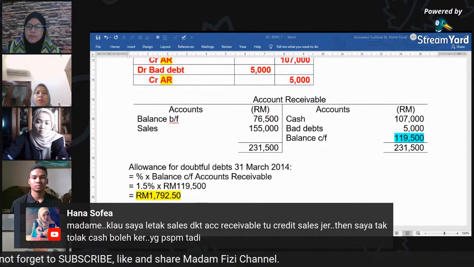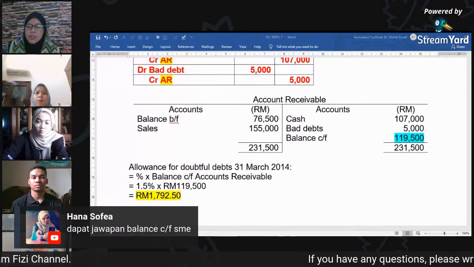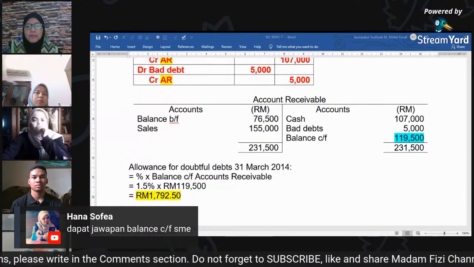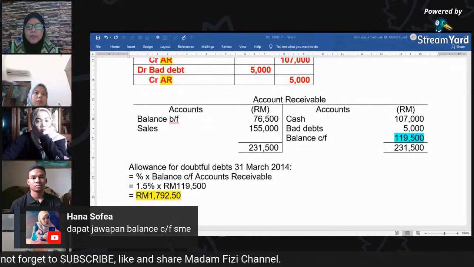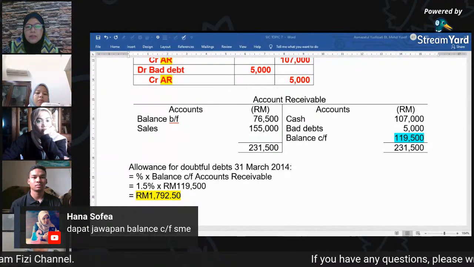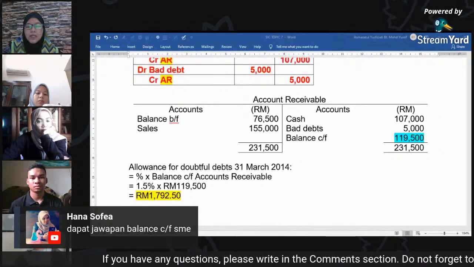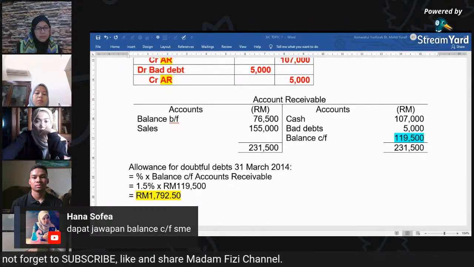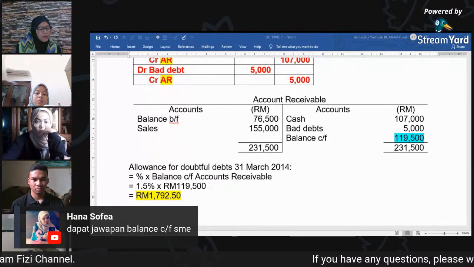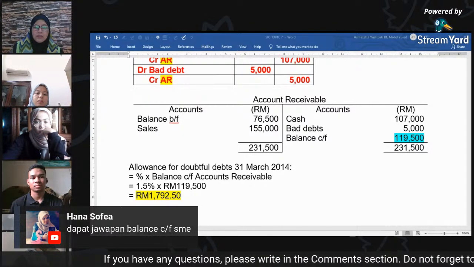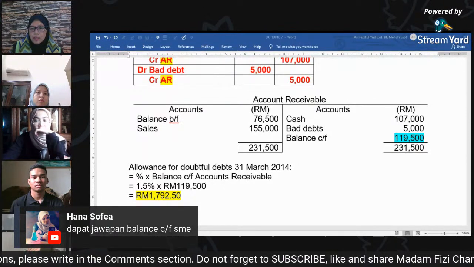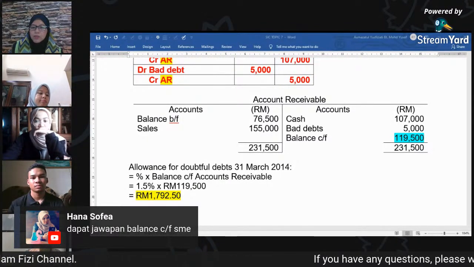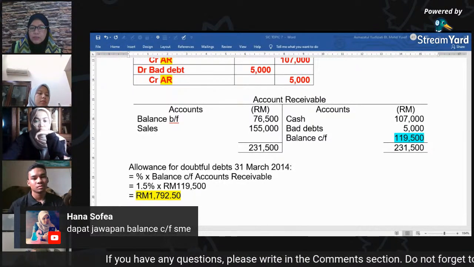Hana jawab apa? Sekejap. Dapat jawapan balance CF sama. Dapat jawapan sama. Maksudnya apa? Macam mana boleh sama? Credit sales is 155,000 and then plus the balance brought forward 76,500 plus 155,000 is 231,500. So macam mana dapat, kalau awak tak tolak cash, macam mana nak dapat balance brought forward dia sama? Cuba awak tulis sikit dekat komen tu macam mana awak dapat jawapan balance brought forward sama, Hana?